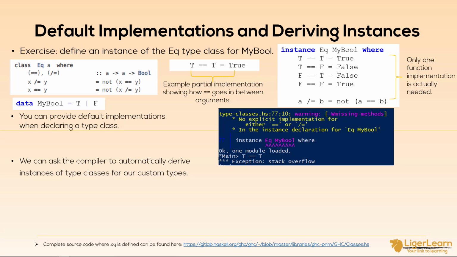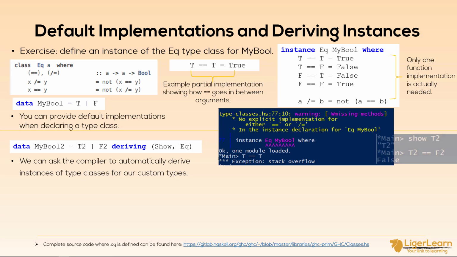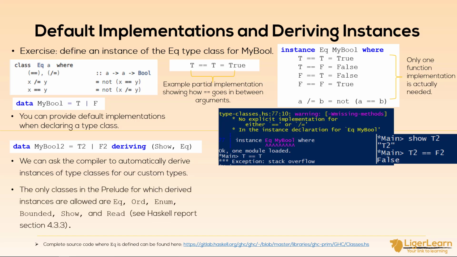Here is an example where we are defining a type called myBool2. We add the deriving clause to the end of the declaration and instruct the compiler to generate instances for our type for the Show and Eq type classes. And so now we can use the show and equals functions without having to write any specific implementation. The only classes in the Prelude for which you can derive instances are Eq, Ord, Enum, Bounded, Show, and Read.